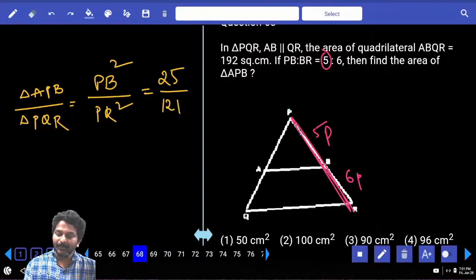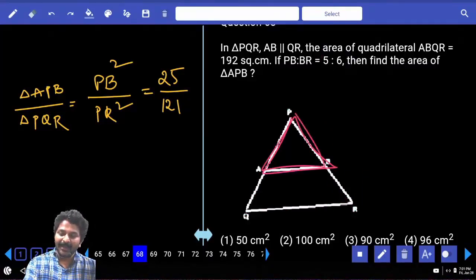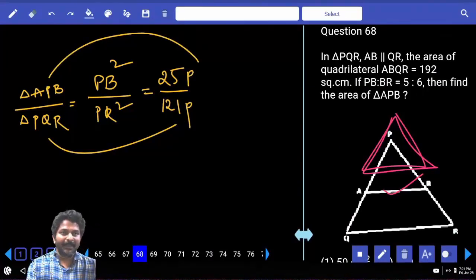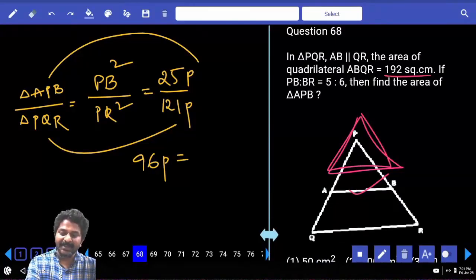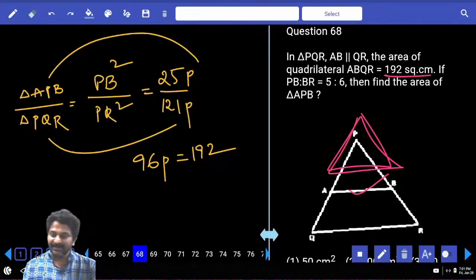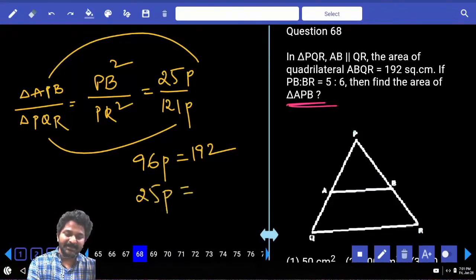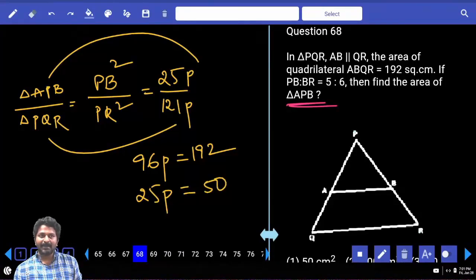121. So now from triangle PQR if you subtract triangle PAB, that gives you the quadrilateral area only. PQR area is equal to how many parts? 121, and APB 25. The difference is the quadrilateral area only. How much is that? 96 parts. Now the quadrilateral area is given as 192 only. What exactly is the relation here? Twice. The question asked for the area of triangle APB. APB triangle area is 25 parts, which is equal to double, so it becomes 50.